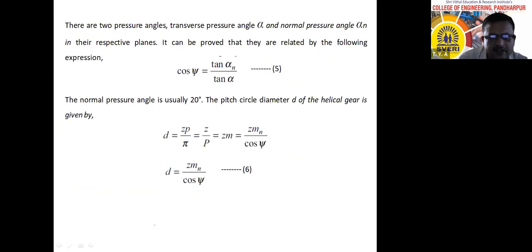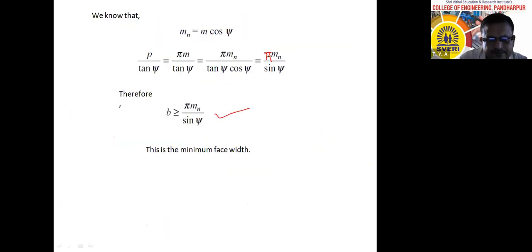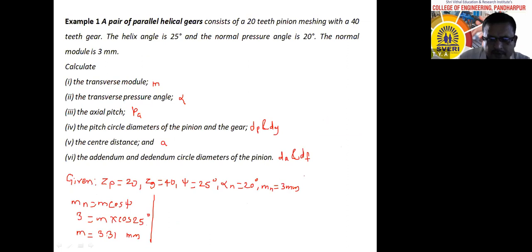हे बघा, equation 5. Cos of psi is equal to tan of alpha n divided by tan of alpha. बरोबर आहे का? This equation 5 we will use for solving the problem. Therefore, you write down here: cos of psi is equal to tan of alpha n divided by tan of alpha.